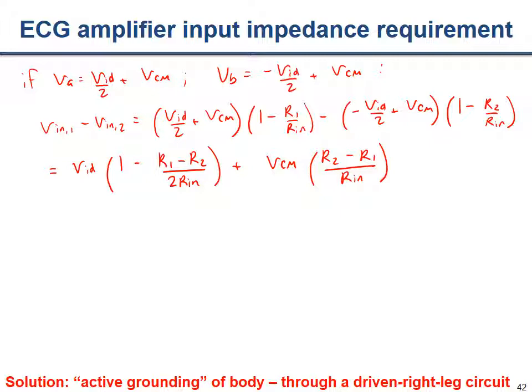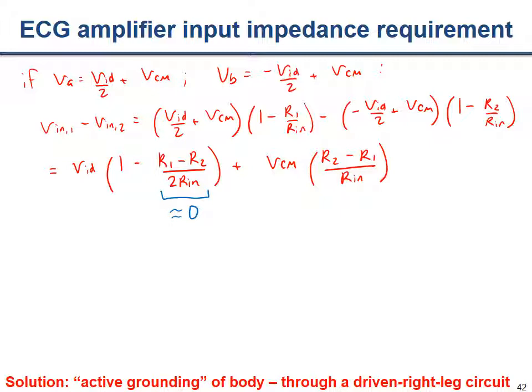Now there's a really interesting point that happens here. R1 and R2 are supposed to be matched, but even if they're not, R1 minus R2 should be a small number. It's divided by a large number, so this is effectively 0. In other words, what's happening here is that from the body to the input of the amplifier, before amplification, we get a differential signal that is effectively the differential signal that we're looking for.